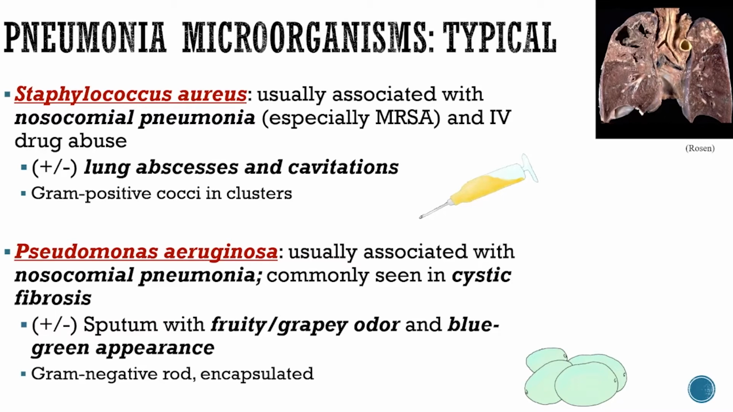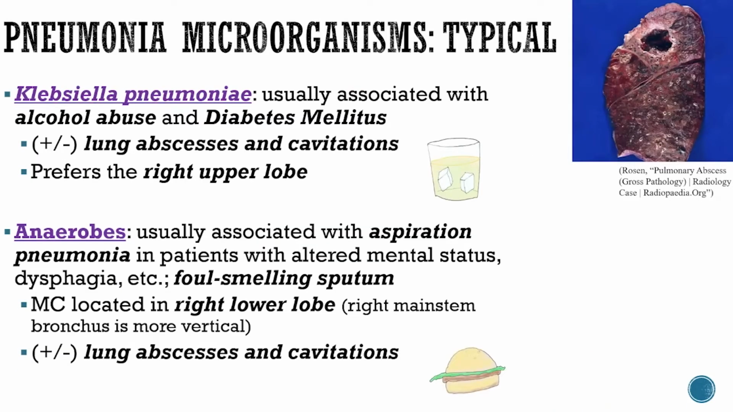One of the things that's classic for Pseudomonas aeruginosa that can sometimes be a giveaway on a board question is that patients will have what we call a fruity or grapey odor. And at times, the sputum may appear to be this blue-green appearance. And I'll tell you, in real life, we don't often see this, but this is something that the boards like to use to make you think that we may be dealing with Pseudomonas. Some other pathogens that are associated with very typical pneumonia symptoms are Klebsiella pneumoniae and anaerobes.